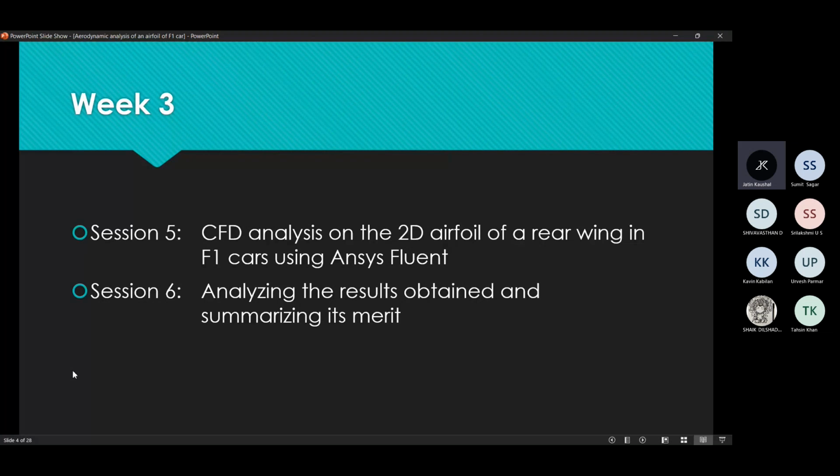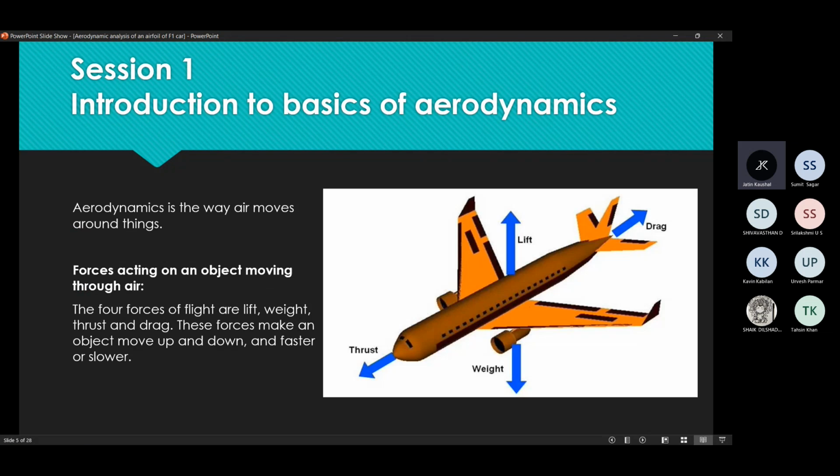So, starting with session 1, introduction to the basics of aerodynamics. The first question: what is aerodynamics? Does anyone want to answer? What do you understand by the term aerodynamics? It's written anyway.